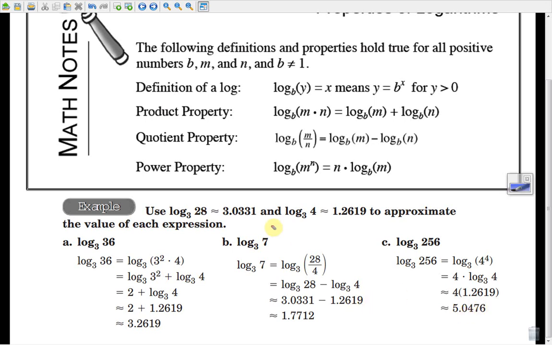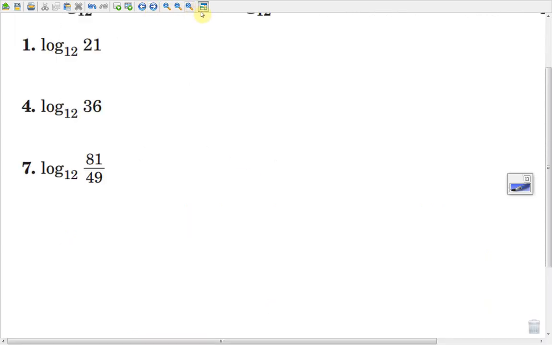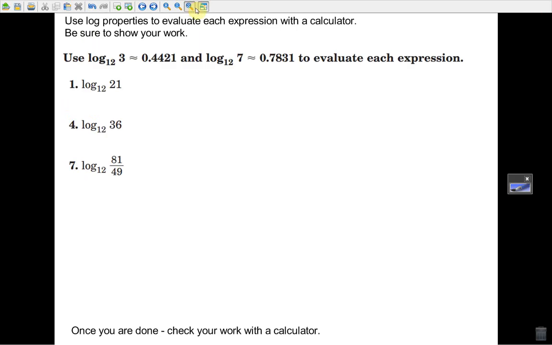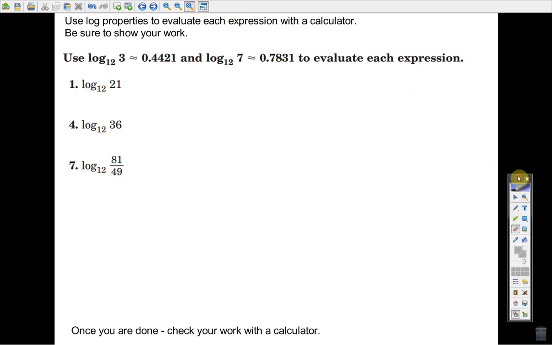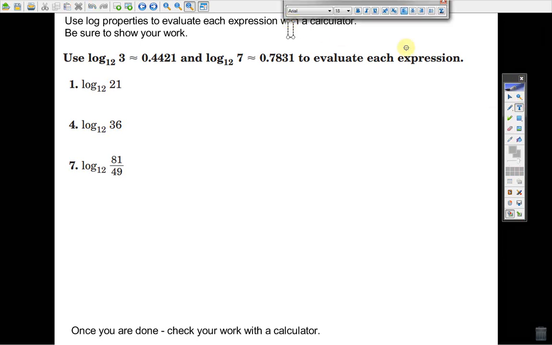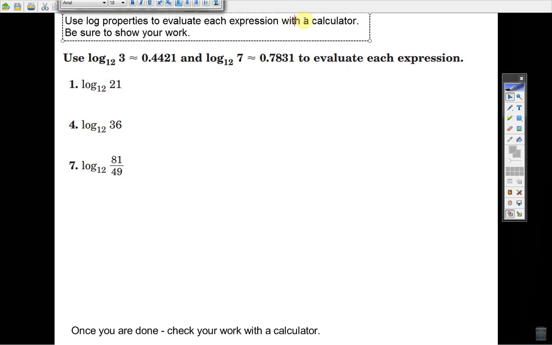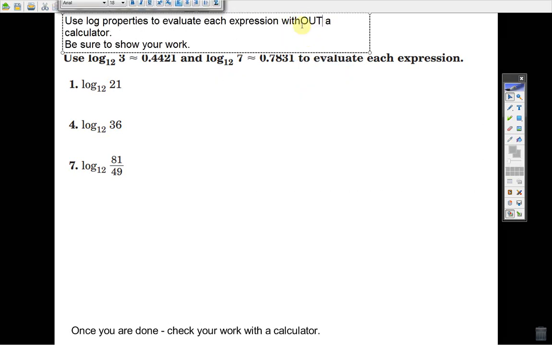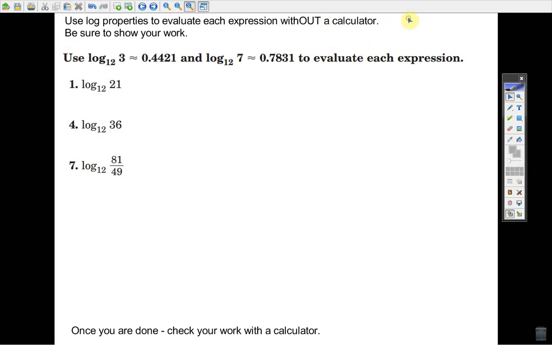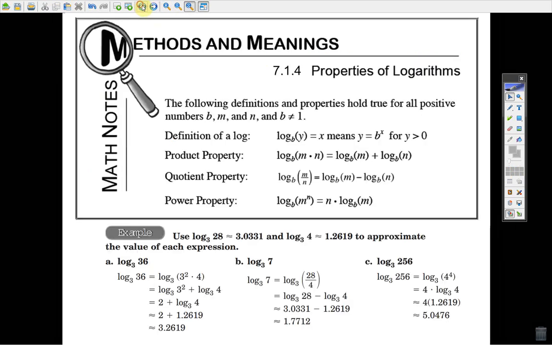After you've looked at those examples a little bit and understand how they work, I want you to go over here and try some on your own. Use log properties to evaluate each expression. That should say without a calculator. Be sure to show your work. Let's fix that real fast. Without a calculator, be sure to show your work. So write it out in the steps like they have down here in the examples.